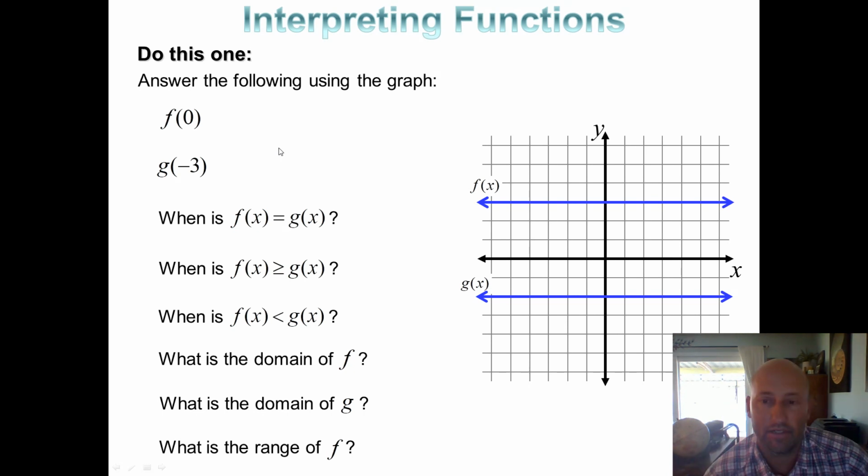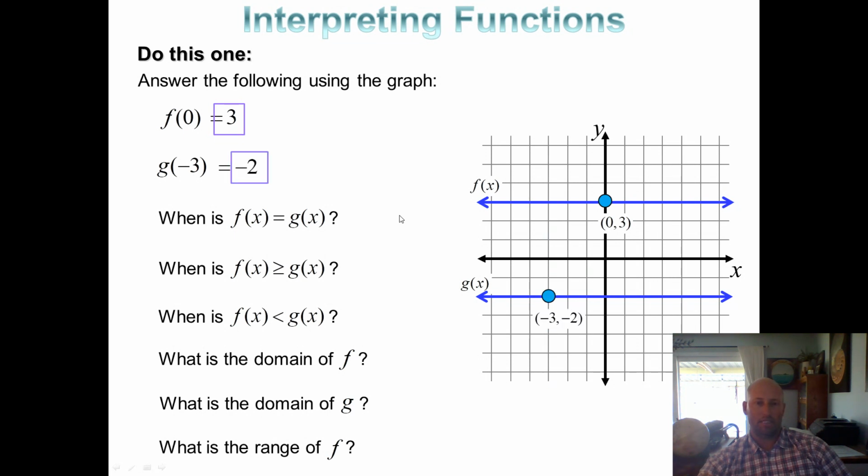So we want f of 0. So here's x equals 0, and my f line is up there. So that's going to be right there at 3. So that equals 3. g of negative 3, so I'm going to go to x equals negative 3 and go to the g line. To get there, I have to go down 2. So that's the reason why g of negative 3 is negative 2.